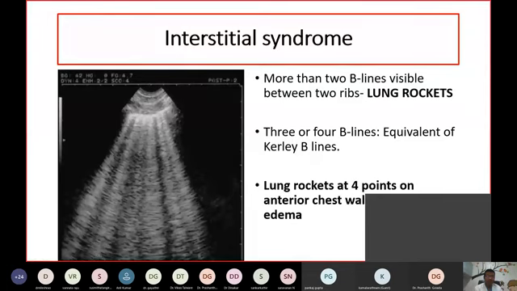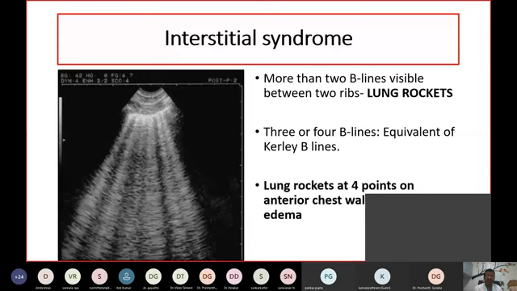Now you can see here there are so many B lines between two rib shadows, 1, 2, 3, 4, 5, 6. So it's almost equivalent to curly B lines, and if you get such a finding on all four anterior areas of chest, then we can call it as a pulmonary edema.